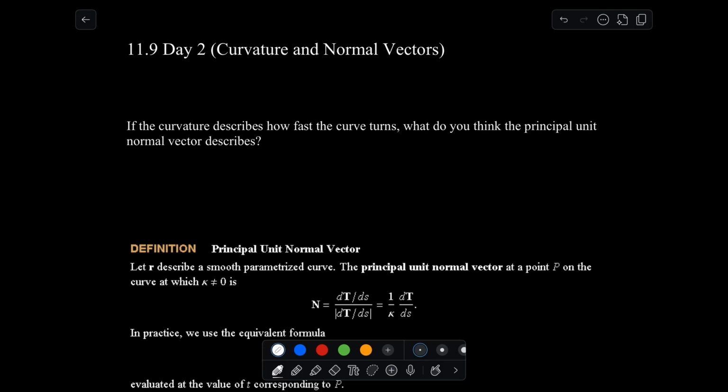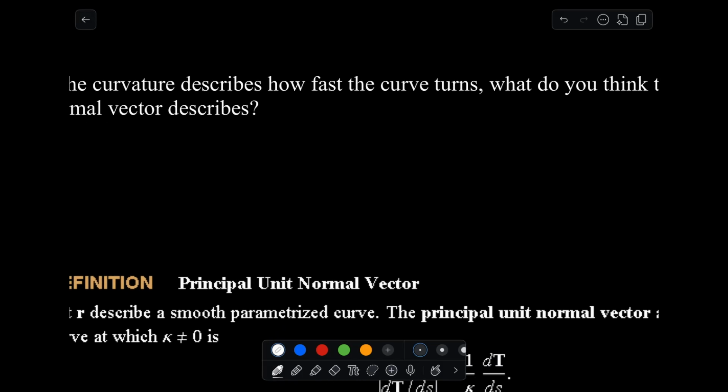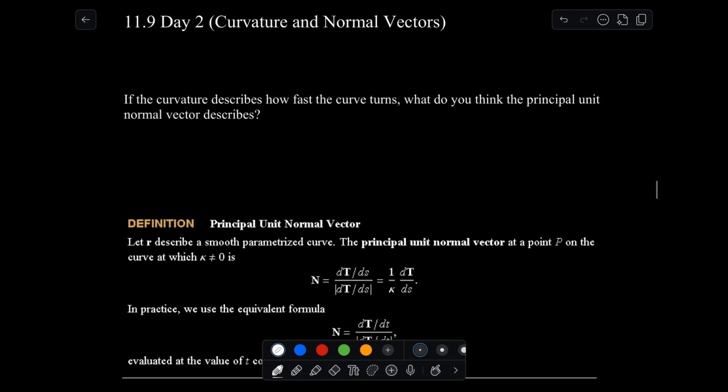Essentially, the curvature describes how fast a curve turns, your change in your velocity with your change to your curve, right? The principal unit normal vector is an extension of that, where you're going to be basically seeing the change of the unit normal vector along the curve. And in that case, what will happen is that your unit normal vector for some arbitrary curve will look like this.